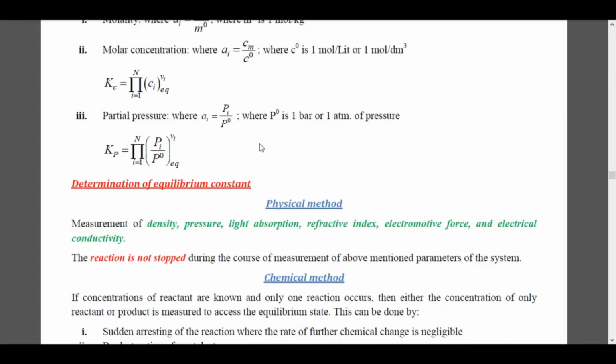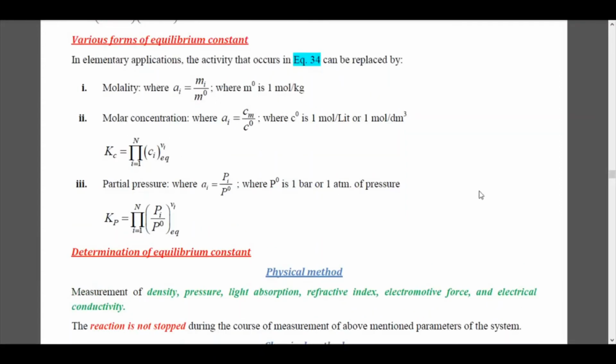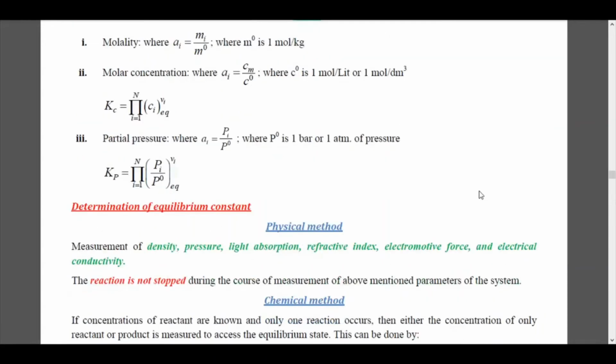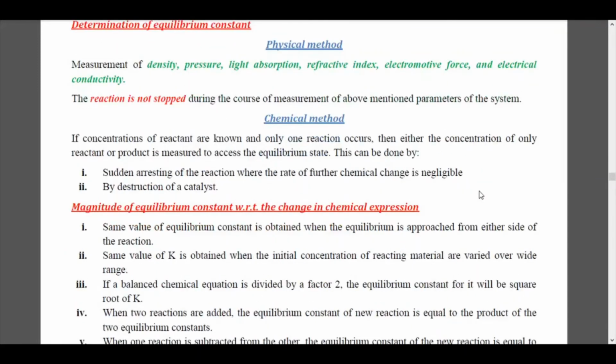Now, how do we determine the equilibrium constant? As I said, the equilibrium constant can be expressed in many forms. It can be in terms of molality, in terms of molar concentration, or in terms of partial pressure. Soon we'll also discuss that the equilibrium constant can also be in terms of mole fraction. So how do we determine the equilibrium constant in any of the forms? There are broadly two methods. One is the physical method and the second one is the chemical method.